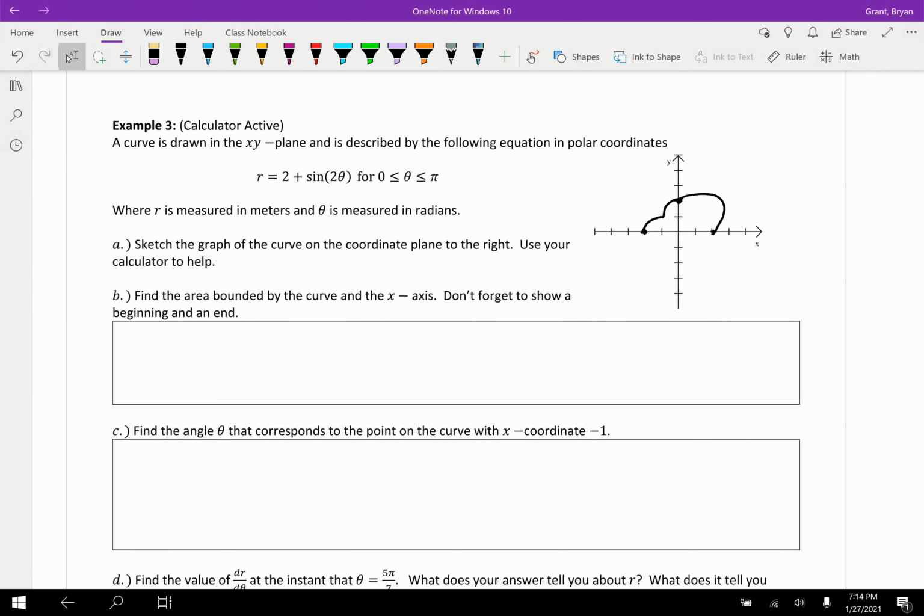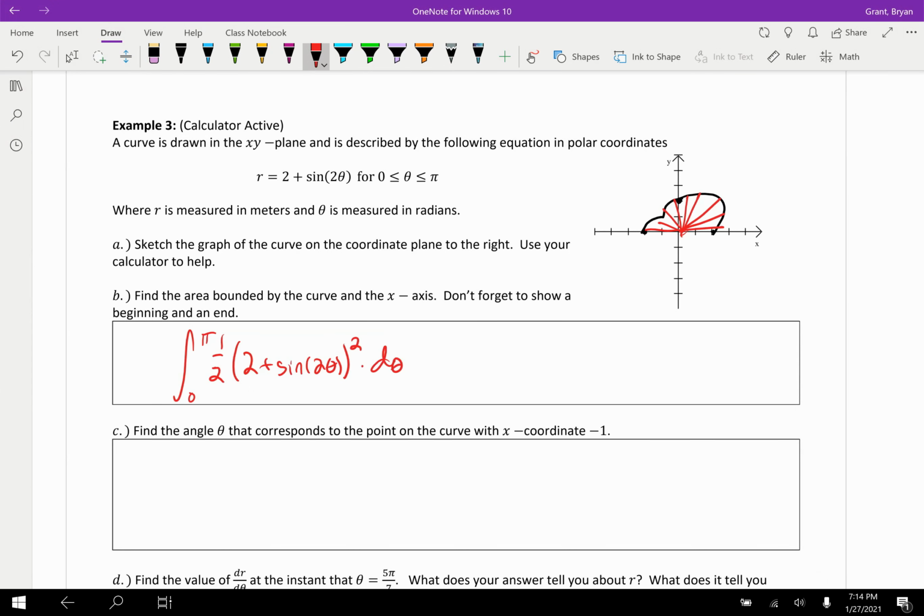Find the area bounded by the curve and the x-axis. Don't forget to show a beginning and an end. Oh, guys, this is so nice. There's only one graph. Woo! Just between the curve and the x-axis. Well, if you think about drawing radii from here, we just go from 0 to pi and we use our area formula. 0 to pi, 1/2, (2 plus sine of 2 theta) squared d theta.